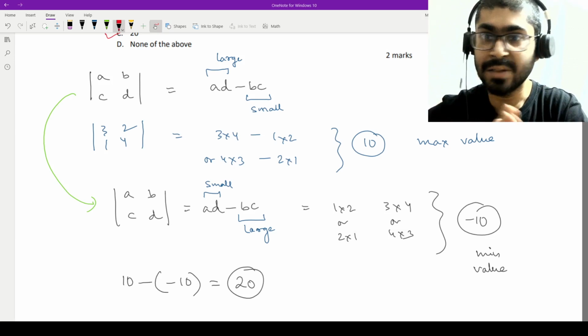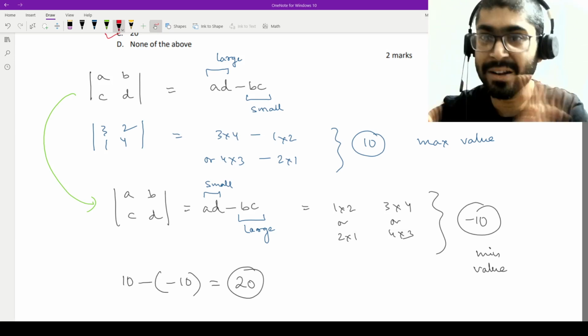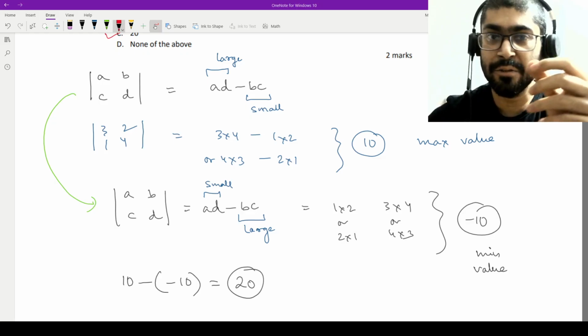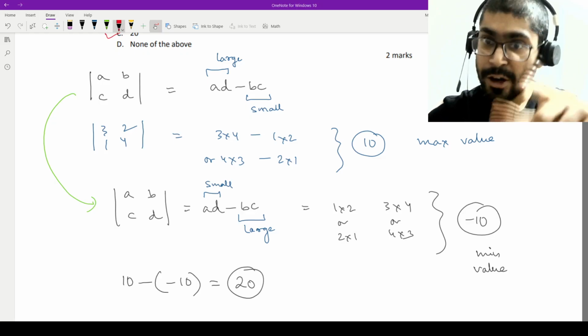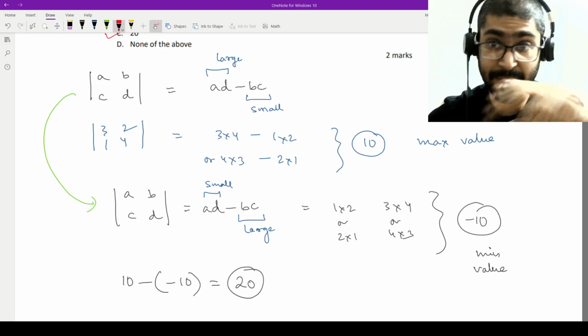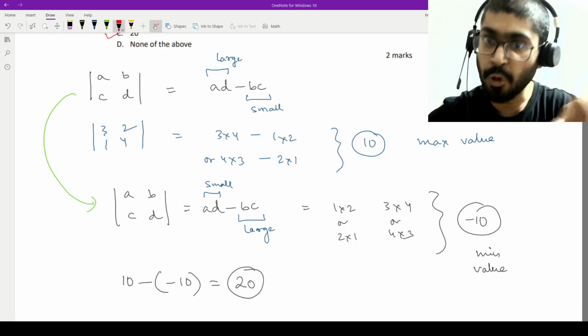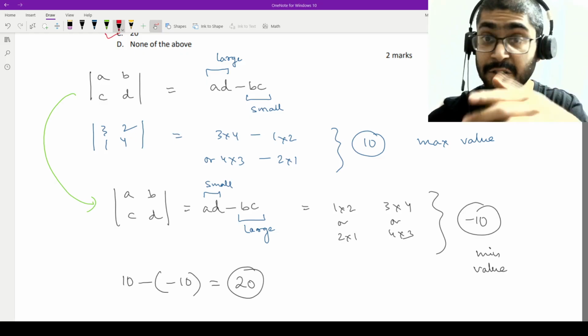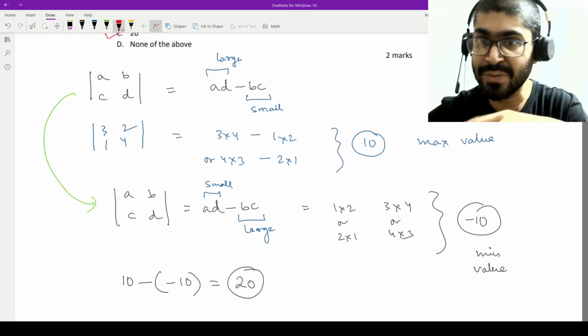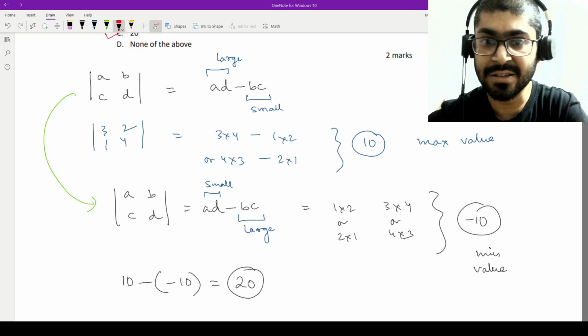Okay, this will of course not be valid if you can repeat the values. Then you would have A as 4 into 4, right? You can have A and D the same and B and C the same as the minimum one. So 4 into 4 minus 1 into 1. In that case you would have 16 minus 1, 15. So 15 and minus 15, that would give you plus 30. So if repetition is allowed, the difference would have been 30. Since repetition is not allowed, here the difference is 20.